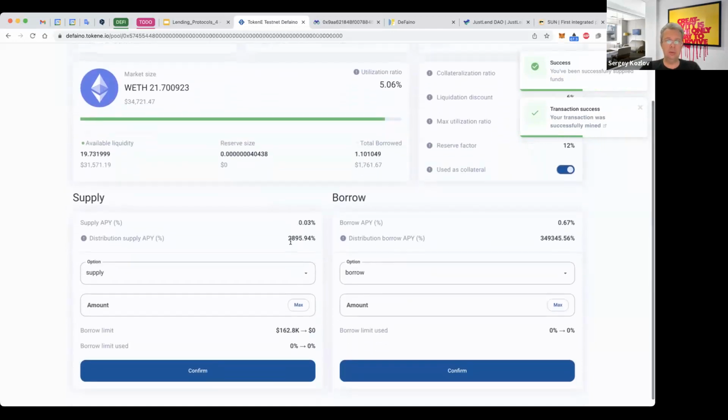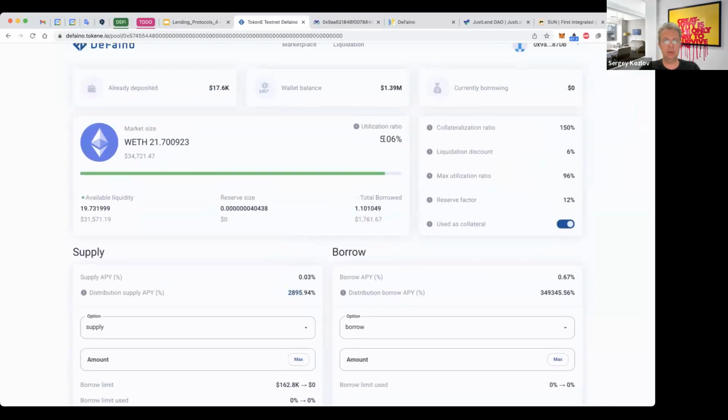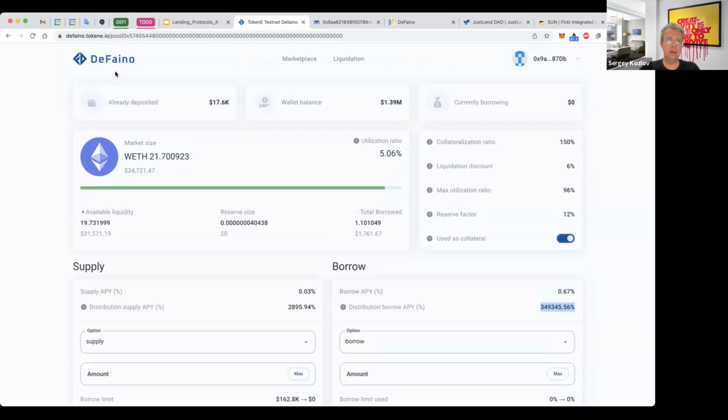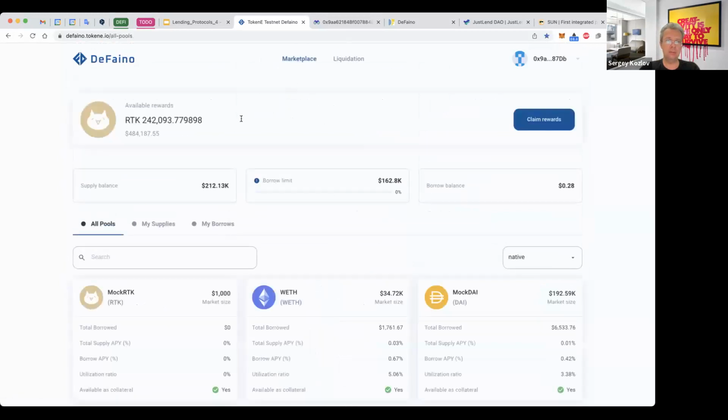So we did it. We had distribution APY 6,000. Now we have 2,000, meaning that's of course the idea. So it means that this part is decreasing because we have more deposits. Now you see the utilization ratio is 5%. It's quite low. And that is why we have the high borrow distribution APY. But this APY is not in Ethereum. This APY is in our token, this RTK token, this one.